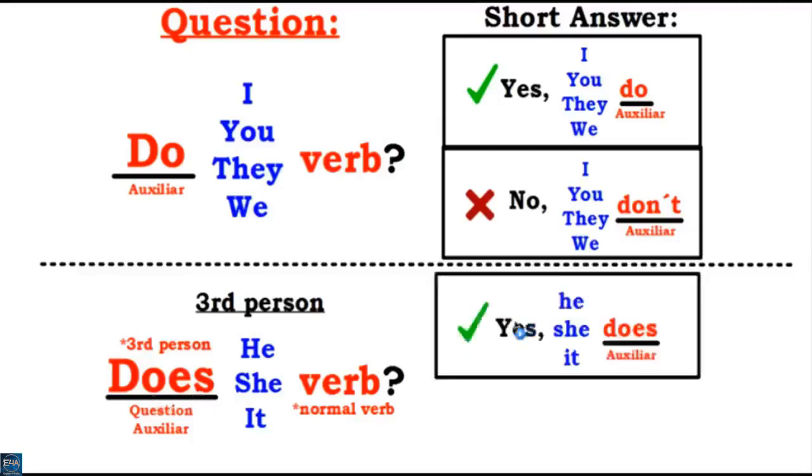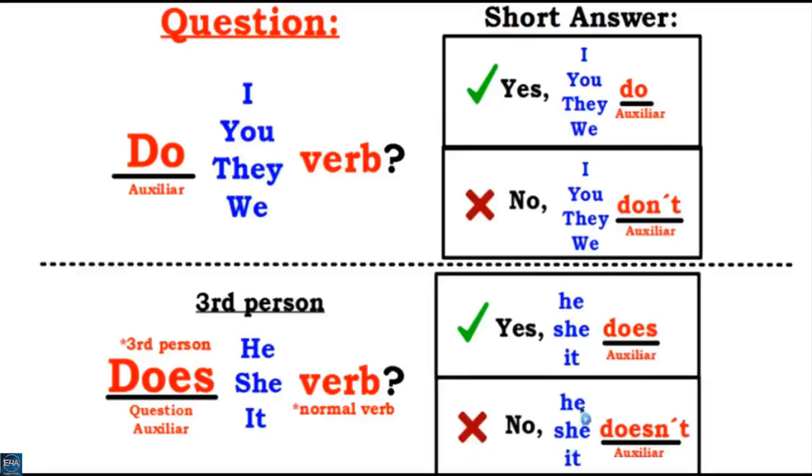Now, when we say yes to the question, we say yes, the subject, and does. Again, the auxiliary. And no, we say no, the subject, and doesn't, the negative auxiliary. Okay, remember, for the question, we use the auxiliary do or does to start the question. Then the subject, then the verb. Very good.